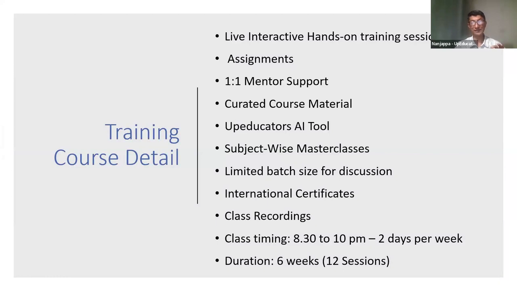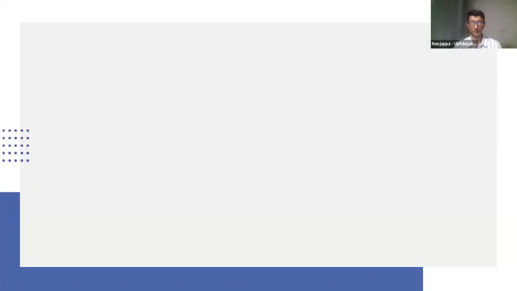Training course details. It is 3 days in a week, 8:30 to 10, hands-on training. Like what I showed you about Gemini Storybook, you will all be working with the facilitator. There are assignments also. One-on-one mentor support is also there. You get access to Up Educators AI tool, master classes, limited batch size, and convenient batch timings. 6 weeks duration, that is totally 12 sessions, 8:30 to 10, 2 days per week.